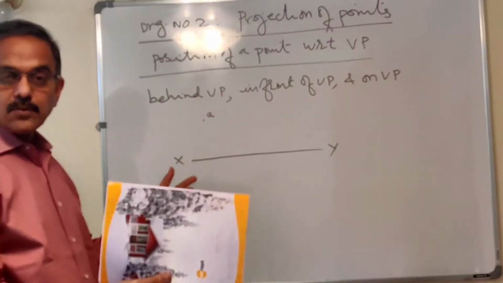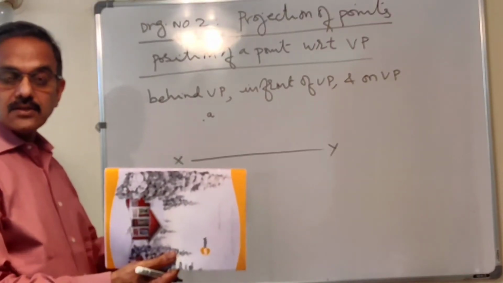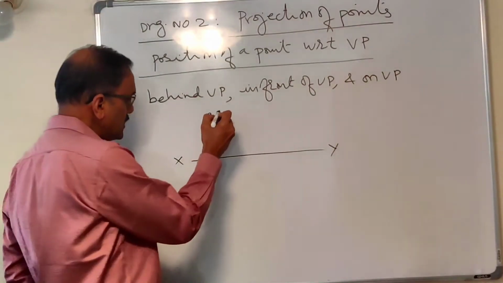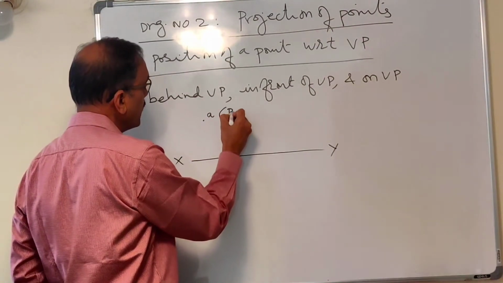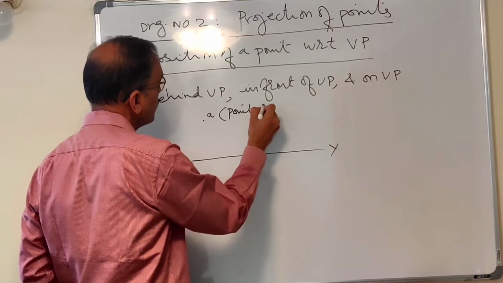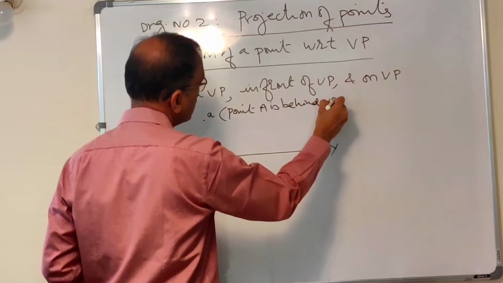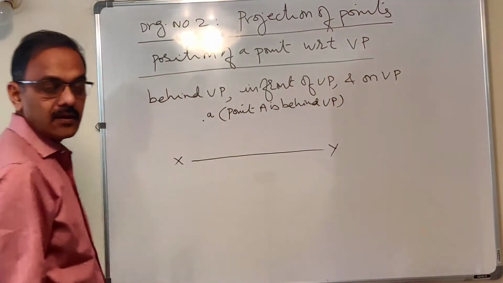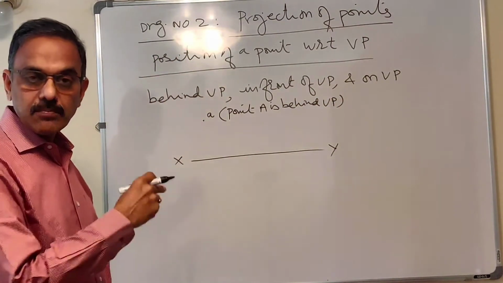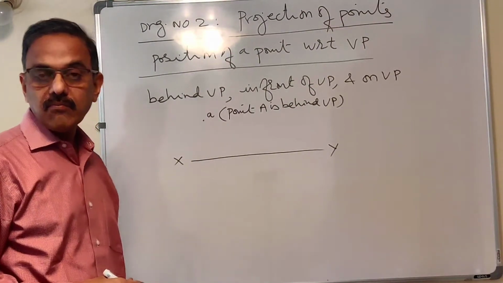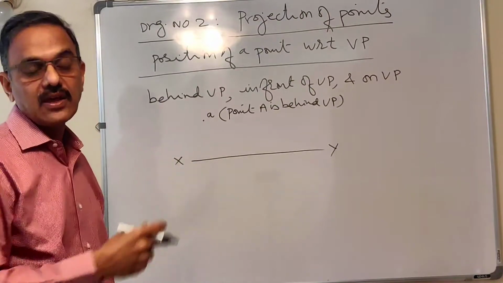But what is its actual position in space? It is in fact behind VP. So in a 3D scenario, I had the point A behind VP. So in a 2D scenario, how are you representing it? You are representing it by a top view, and the top view is shown above the XY line.